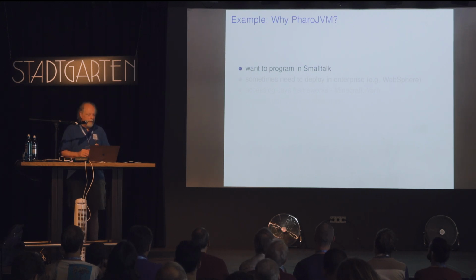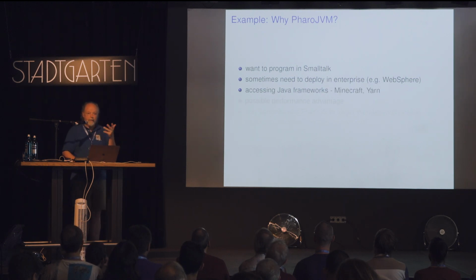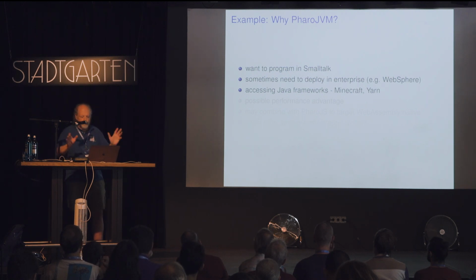So just as an example, talk briefly about PharoJVM. Again, we want to program in Smalltalk, but sometimes you need to deploy in some kind of environment, your organization's using WebSphere or something like that. You need to deploy there, and you don't really have a choice. It's been mandated by the company. And so you want to be able to generate code that will work there. Another reason why is that you want to access some framework. So Yarn as a framework does all sorts of cool stuff, but it's written in Java, and you want to access that.